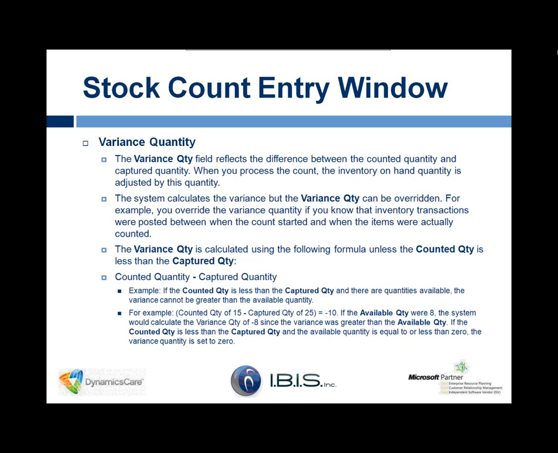Another scenario: the counted quantity is less than the captured quantity and the available quantity is equal to 0 or less than 0, meaning it's already negative. The system is going to set the variance to 0. Again, it's not going to drive the quantity less than 0 or more negative than it already is. There's an option that, if for some reason you want to override that when you're setting up inventory, you can allow the system to override that option, but as we all know, under normal circumstances, it's not a good situation to have negative inventory balances.